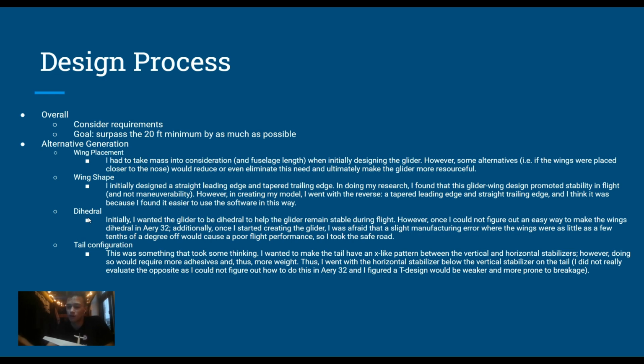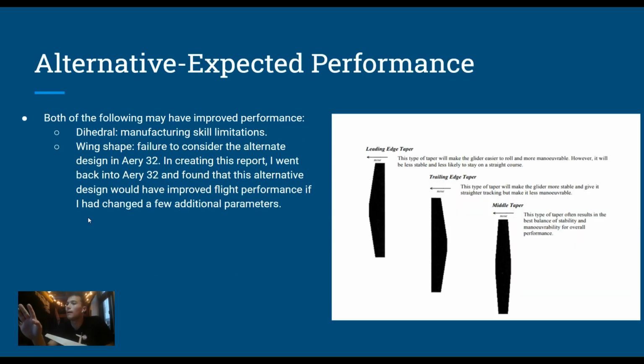However, I'm going to skip tail configuration for now. Like I said here, I didn't go dihedral because I didn't feel confident in my manufacturing skills to create the wings in such a way where the angle for both wings was exactly the same. I felt like when I created it, one would be different than the other, and that would cause it to spiral. So I just played it safe and went like this.